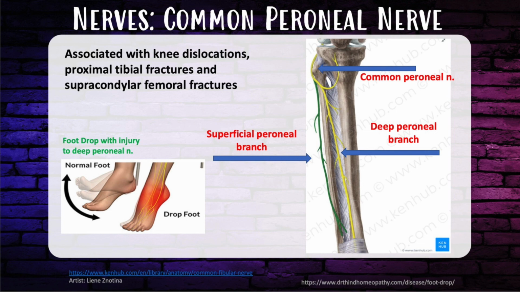This will cause peroneal nerve injury and result in foot drop. It is the most commonly injured nerve of the lower extremity because it is so superficial. Again, think of a classic picture of a foot drop for peroneal nerve injuries.